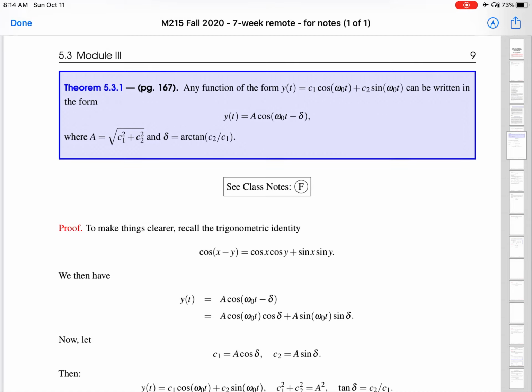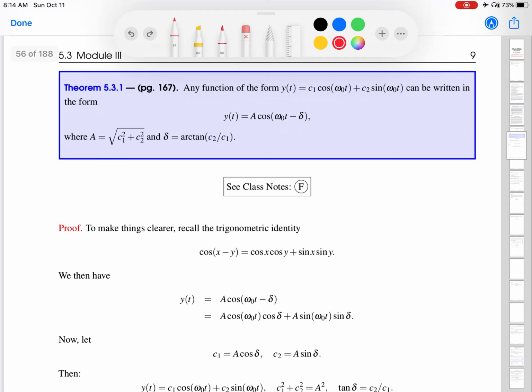Hi, this is Professor Fernandez, and we are working on class notes F in lesson 5. So in these class notes, I was hoping to prove this theorem up here, theorem 5.3.1.